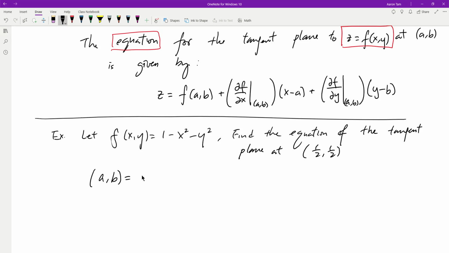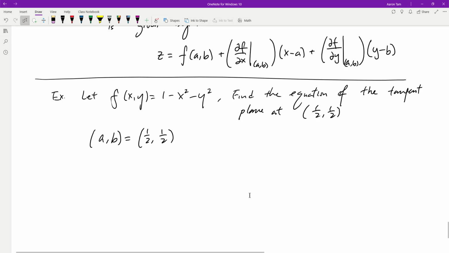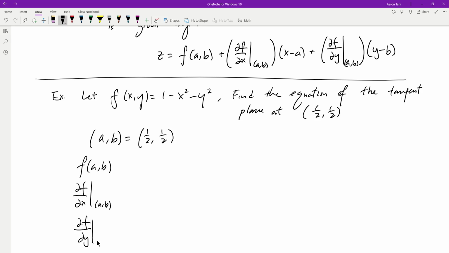So in this case, AB would be 1/2, 1/2. To put the formula together, I usually try to find these three things: f of AB, df over dx evaluated at AB, and df over dy evaluated at AB. If I find these three things, I can just plug into my formula and then evaluate.